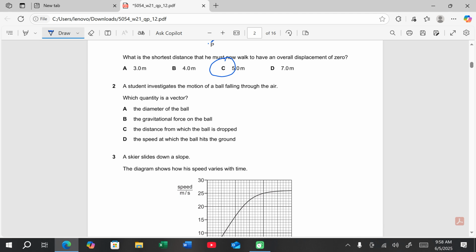A student investigates the motion of a ball falling through the air. Which quantity is a vector quantity? The diameter of the ball is a scalar quantity. The gravitational force is always a vector. Distance is a scalar. Speed is also scalar. So it's B.